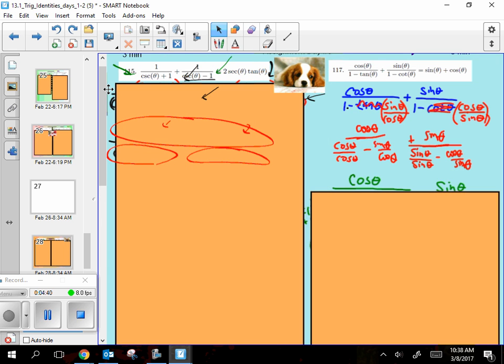And I was telling you, change everything into sines and cosines is a valid option. I know a lot of you might have tried to do this with conjugates. Unfortunately, I don't think it works well with conjugates. So you end up having to change everything into sines and cosines.